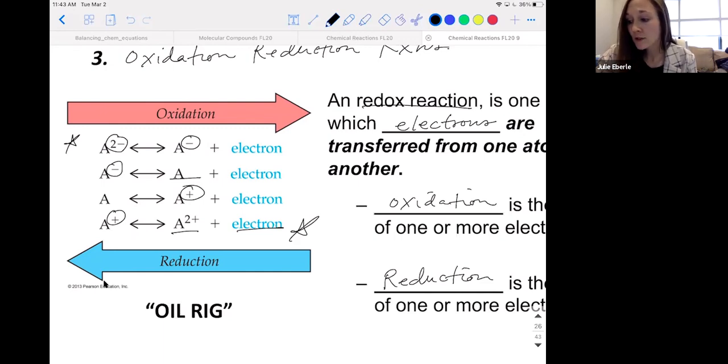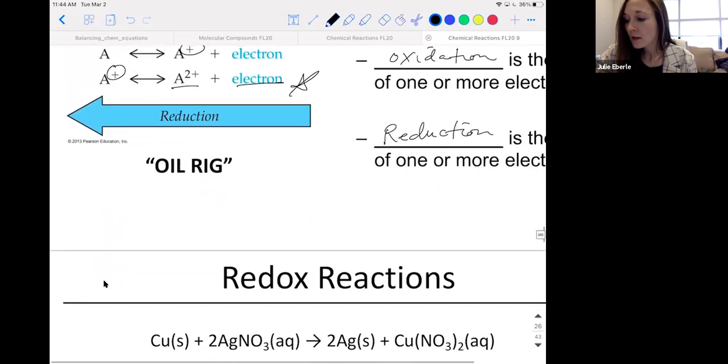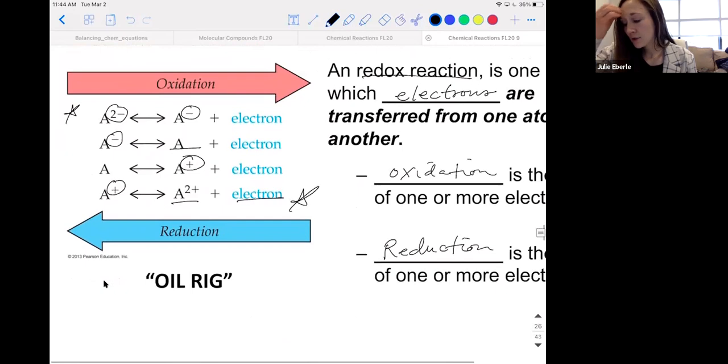So if you read all these figures from right to left, that's reduction. If you read them from left to right, that's oxidation. So oxidation and reduction are opposite of each other. I want to introduce this phrase, OIL RIG. Maybe you've heard it before.